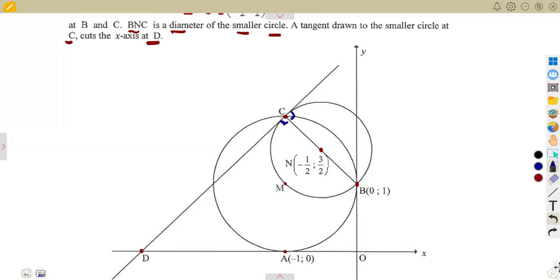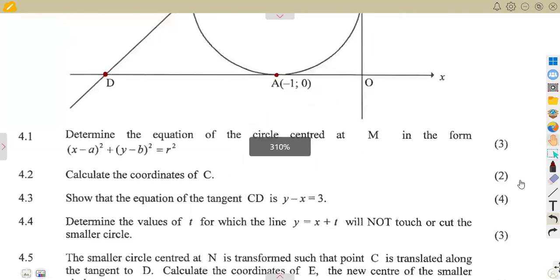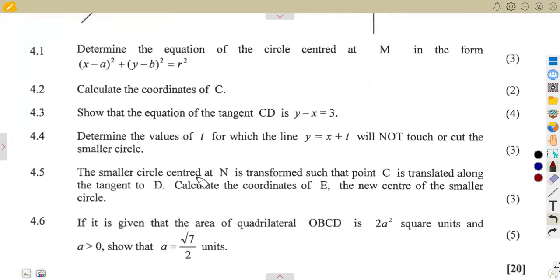Like I said, when answering, don't just limit yourself to analytical geometry, but extend yourself even to Euclidean geometry as you are answering your questions. These are some of the properties that you were just given. We do not know if we might need them or not. So that's it. Question 4, 20 marks.